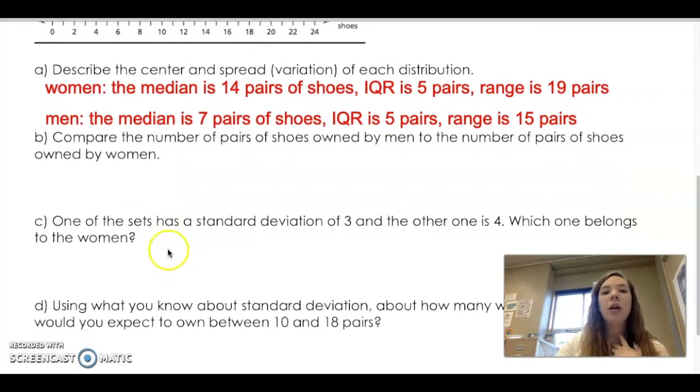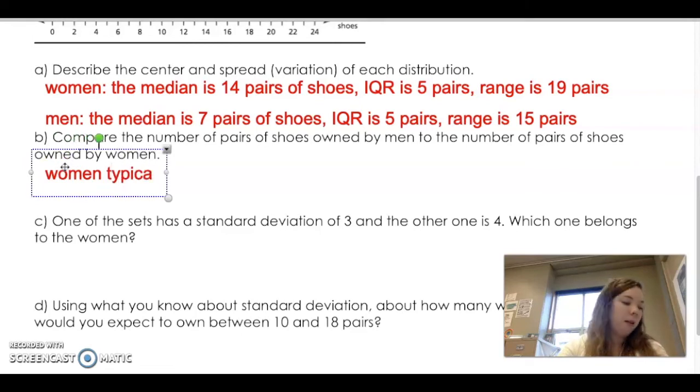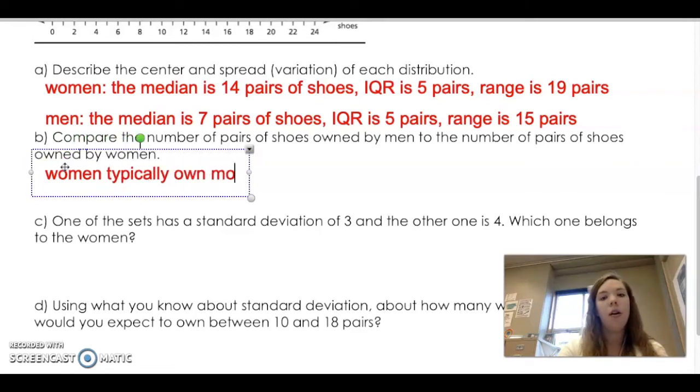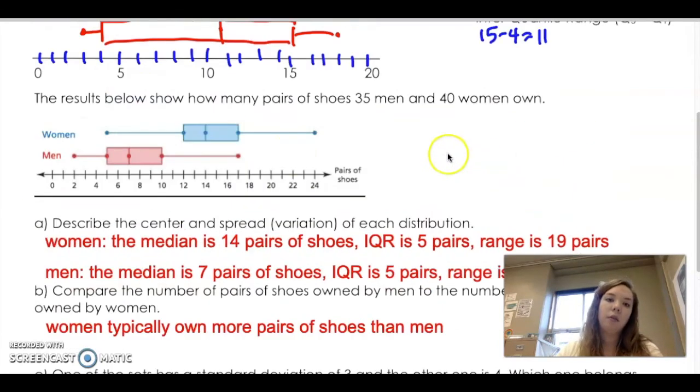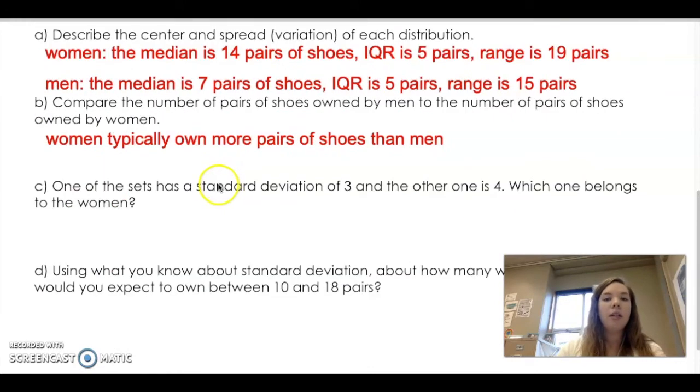Then it says compare the number of pairs of shoes owned by men to the number of pairs of shoes owned by women. And really overall here, we're just talking about the general pattern. Women typically own more pairs of shoes than men, is what our picture is telling us overall, especially if we compare these two medians.